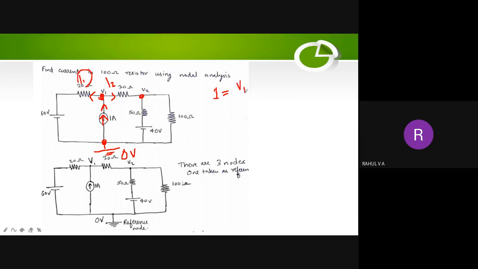V1 minus 60 divided by 20. That is the potential difference across the 20 ohm resistor, V1 minus 60 divided by resistance value 20, plus then we have this 30 ohm resistor. So how to find the potential difference across the 30 ohm resistor is V1 minus V2, because we have two nodes. Voltage at one node is V1, voltage at the second node is V2. So the potential difference across the 30 ohm resistor is V1 minus V2. There also we have to assume that V1 is greater than V2.